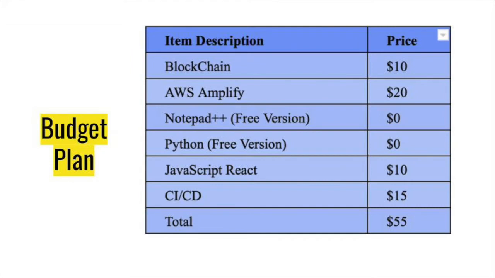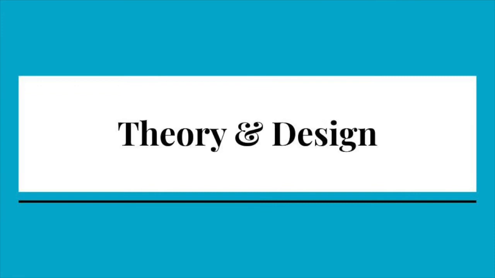So moving forward into our budget plan, we plan to spend $10 on blockchain. We plan to spend $20 on AWS Amplify. And then also Notepad++ and Python are free, so we will be using the free versions. We'll also be using JavaScript. We'll be using CI and CD, which is $15. And that brings us to the total of $55. So next, Moin will be going over the theory and the design of our project.